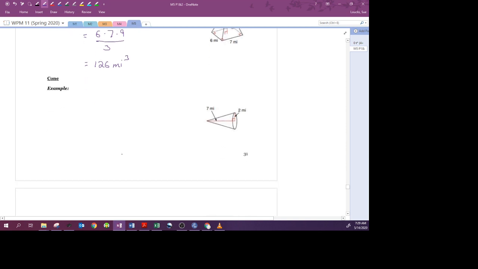The cone, the formula for that is the volume of a cylinder, pi r squared times height, divided by 3. So it's pi times 2 squared times 7, divided by 3, which equals 29.3 miles cubed. Okay, go do some practice and I'll see you on page 35.